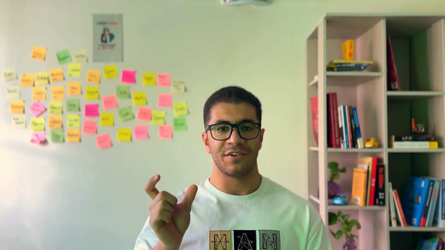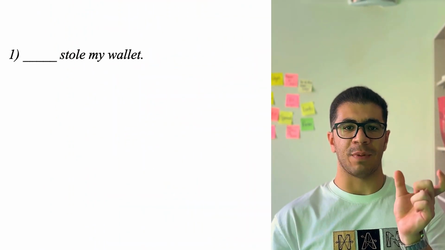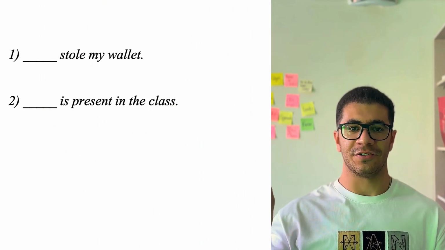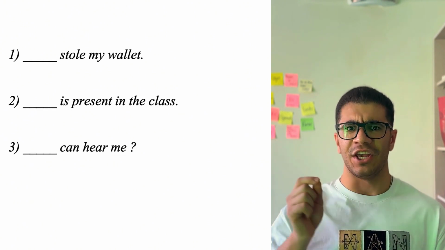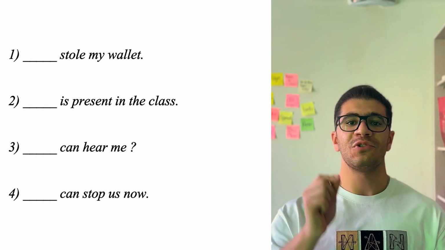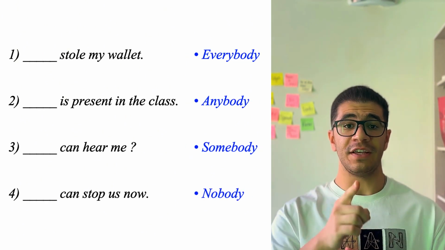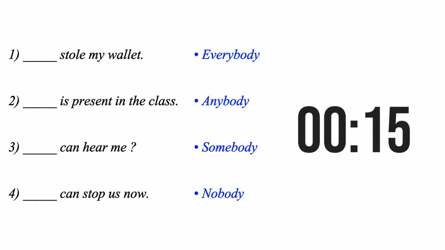Now let's see if you can put the right answers in the blank spaces. Number 1, blank space, stole my wallet. Number 2, blank space, is present in the class. Number 3, blank space, can hear me. Number 4, blank space, can stop us now. Everybody, anybody, somebody, and nobody. And now you have 15 seconds to match the correct answers. Oh, good job. And now if you want to check your answers, just take a look at the description.